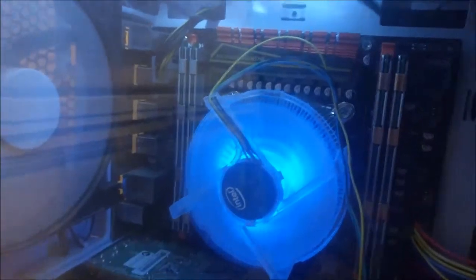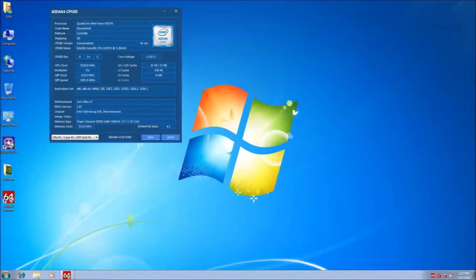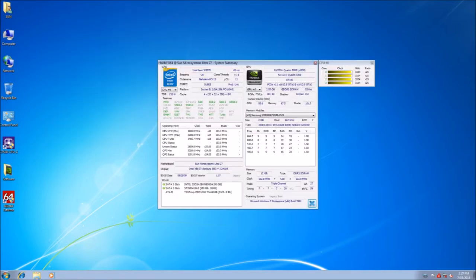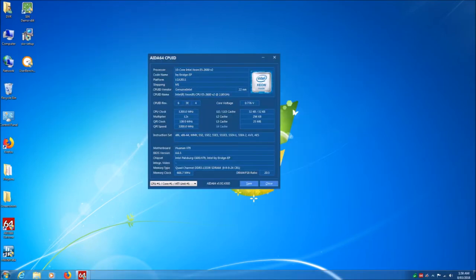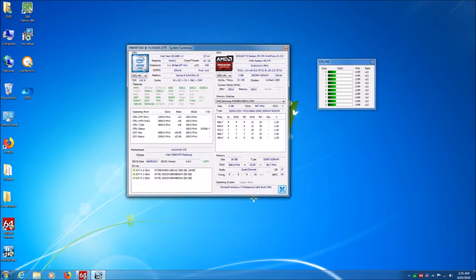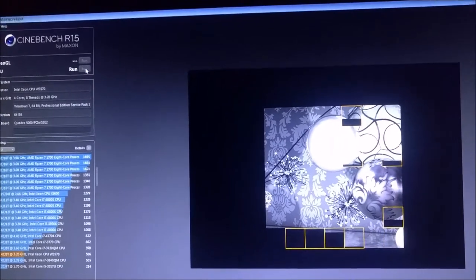The Sun workstation is a 4-core 8-thread Xeon, and it's a W3570 system with 12 gig of triple channel DDR3 RAM. The X79 system is a 10-core 20-thread Xeon E5 2680 V2, which was released in 2013, and it has 16 gig of quad channel DDR3 registered RAM.